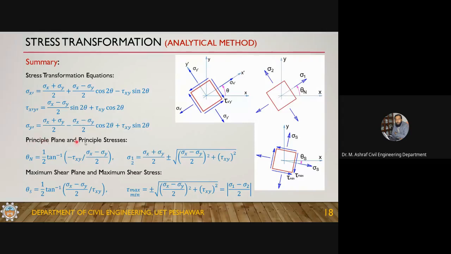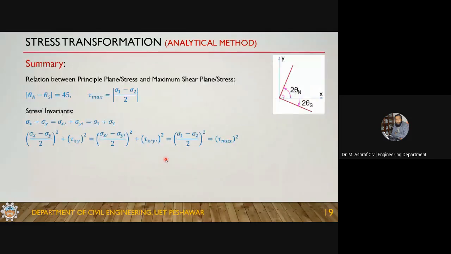Okay, so these are the transformation equations. Then we develop principal planes and principal stresses. We develop expression for the principal. Theta n is equal to this one, and the normal component is this one, and theta s is equal to this one, and the maximum theta s is the maximum shear stress plane. So this is the orientation of these stress, these particular planes.